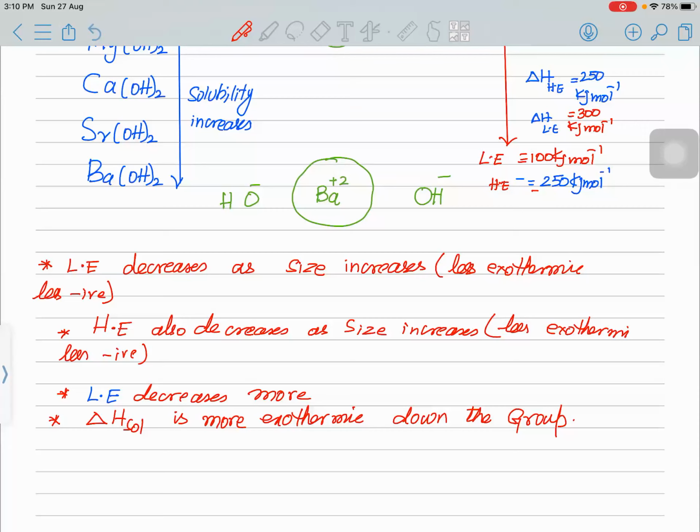I was saying that if you have more hydration energy than lattice energy, the salt becomes soluble. If lattice energy is more, the salt is insoluble. In the hydroxide case, hydration energy is greater than lattice energy down the group. But in sulfate and carbonate, hydration energy is less, lattice energy is more. That's why the salt is insoluble.